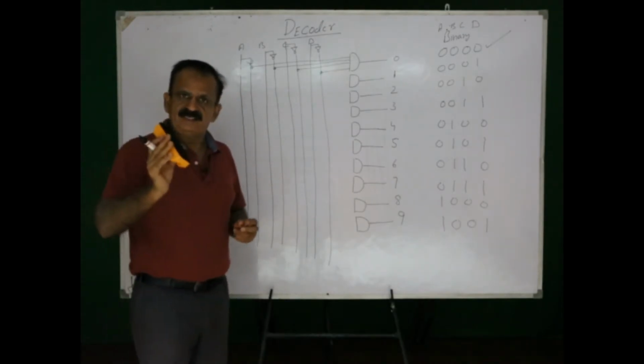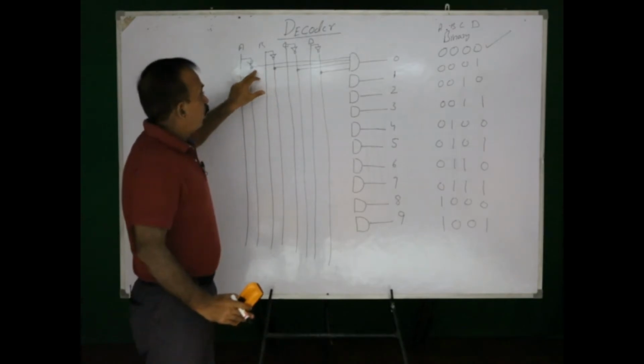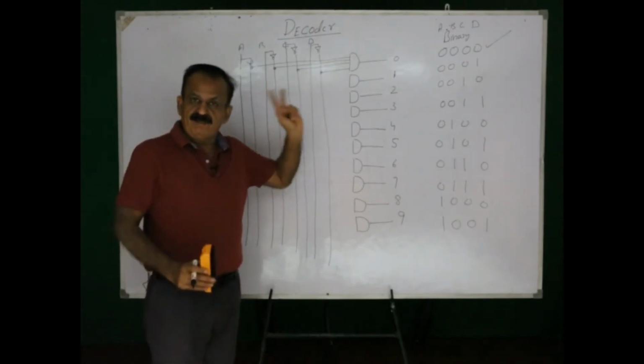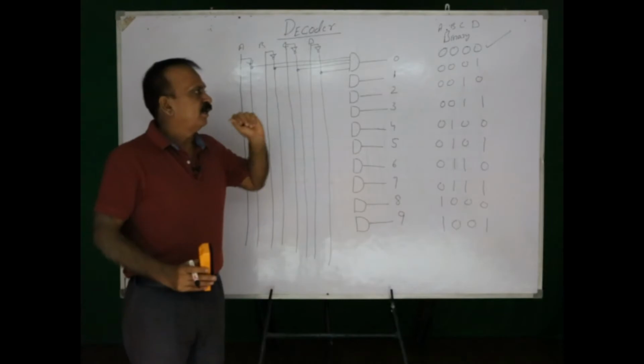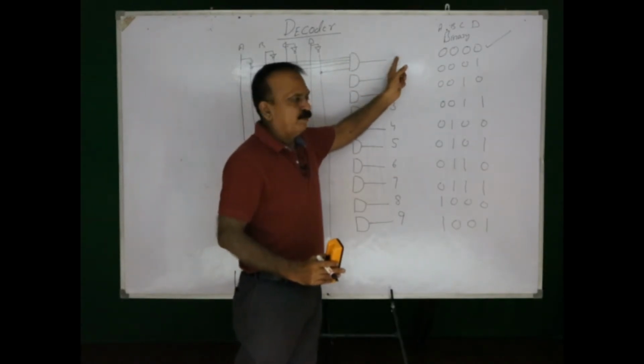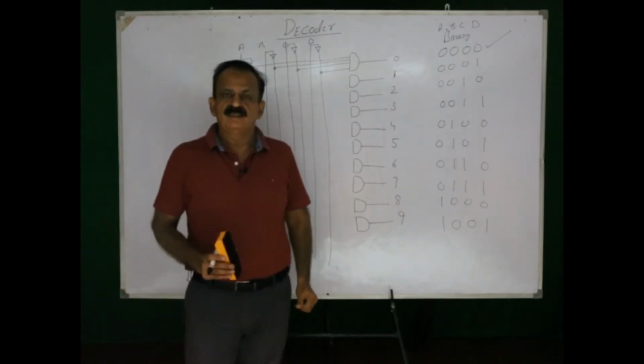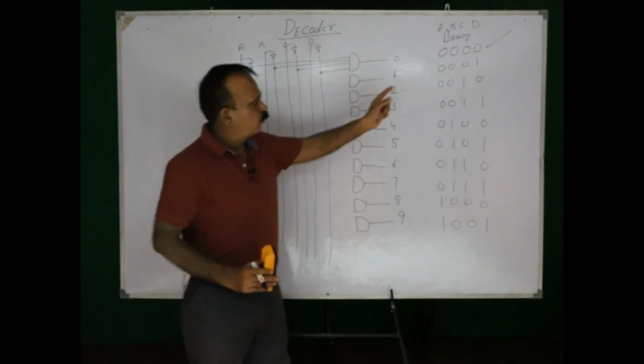The logic is very simple. If the input is 0 0 0 0, all these 4 will be 1, because A bar will be 1, B bar will be 1, C bar, D bar. If all the inputs are going to be 1, this output will be high, and this will be representing the decimal number 0.